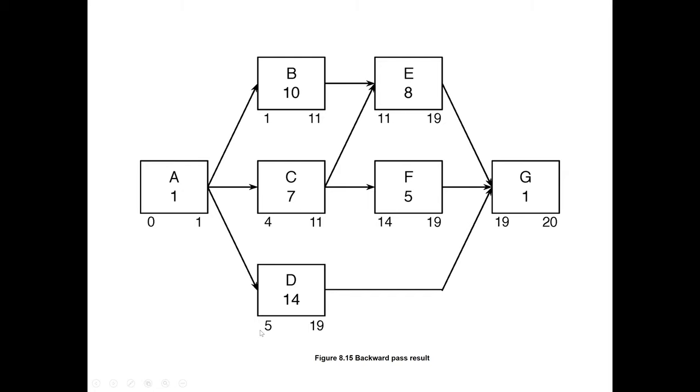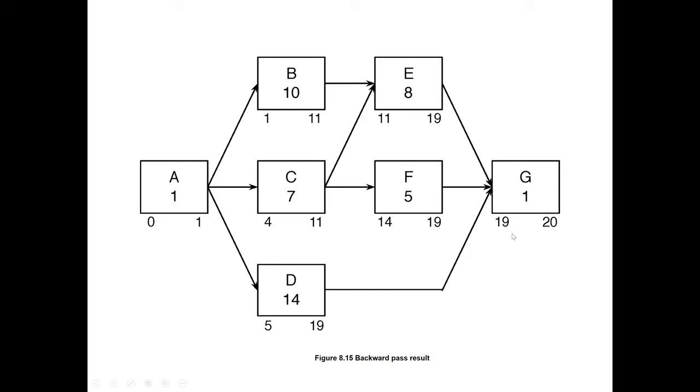Now for A, we have activities B, C, D, three activities. B has late start 1, C has late start 4, D has late start 5. So we have to choose the minimum, 1, and 1 minus 1 gives us 0 as the starting point. Usually, if our calculations are good, we will reach the same 0. By this way, we have calculated all the late start and late finish times of all the activities in the network diagram.